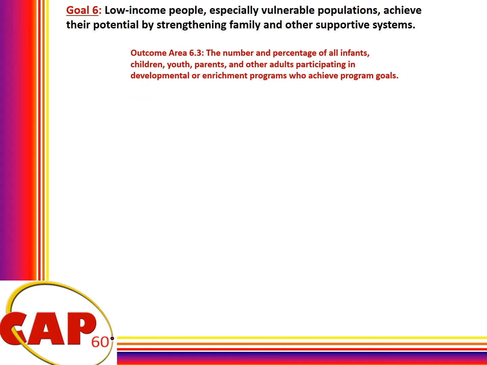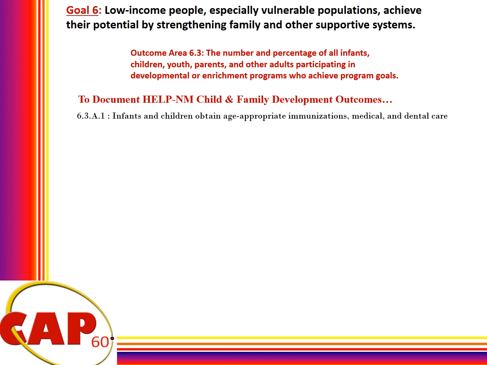Outcome Area 6.3, the number and percentage of all infants, children, youth, parents, and other adults participating in developmental or enrichment programs who achieve program goals. NPI 6.3 collects data on unduplicated individuals based on activities that produce developmental or functioning outcomes for the above-mentioned groups. To document Help New Mexico child and family developmental outcomes, use the following NPIs.